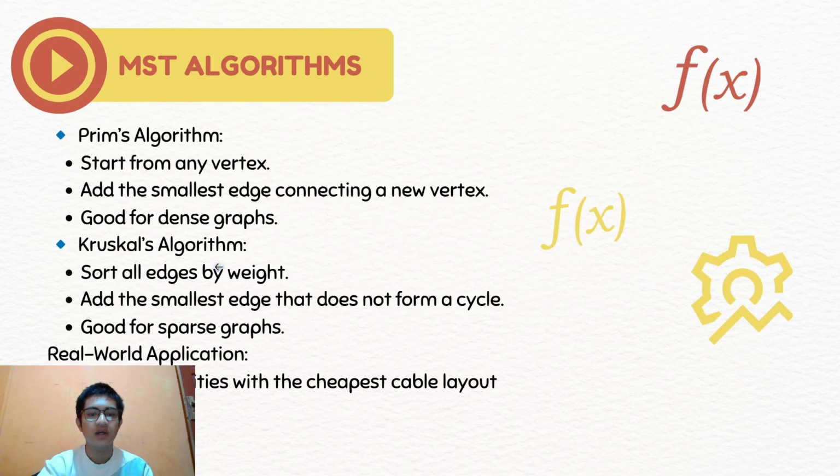MST algorithms. There are two popular algorithms to find the minimum spanning tree. One, Prim's algorithm: start with any vertex, repeatedly add the smallest edge that connects to a new vertex. It works best for dense graphs. Two, Kruskal's algorithm, the classical algorithm: sort all edges by weight and add the smallest edge that doesn't form a cycle. It works well for sparse graphs. These algorithms are used in real-world problems, such as designing the cheapest network between cities.